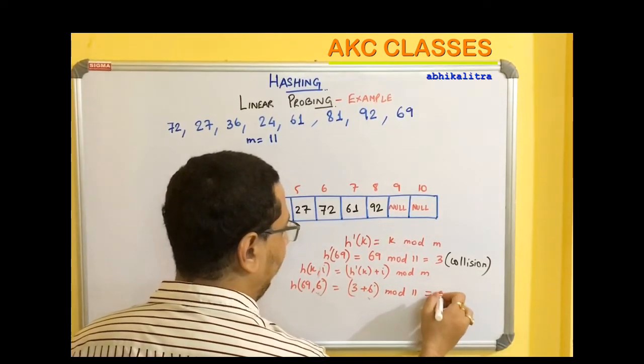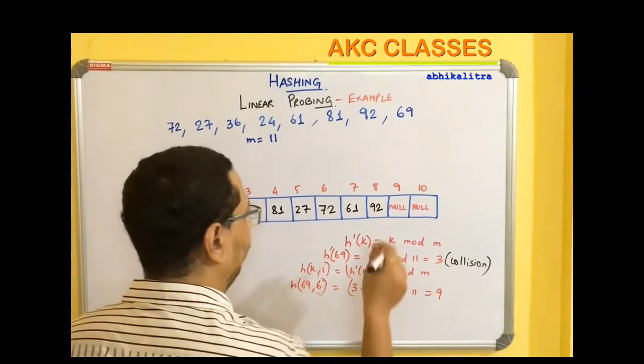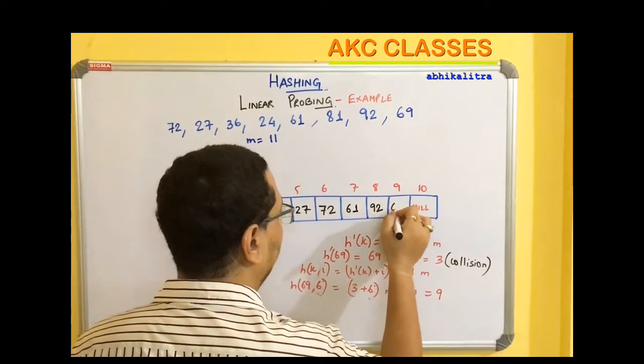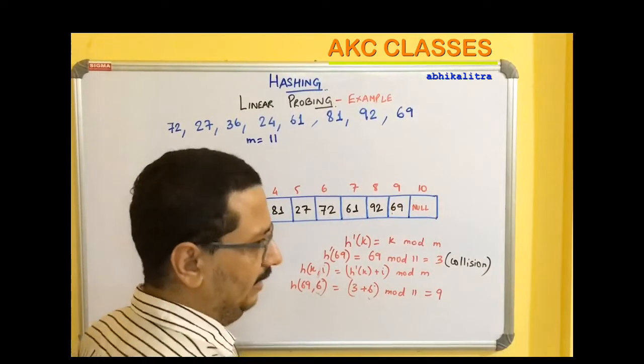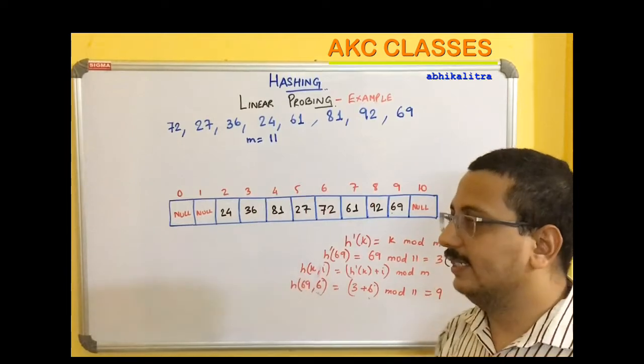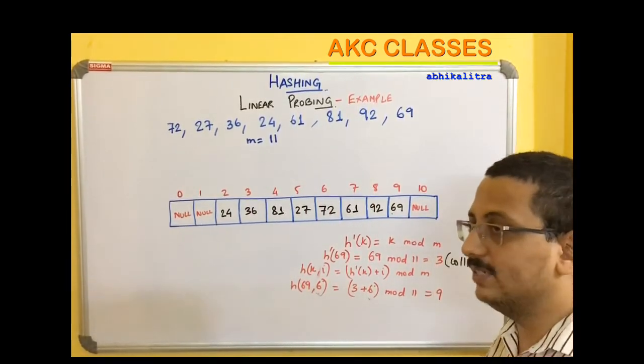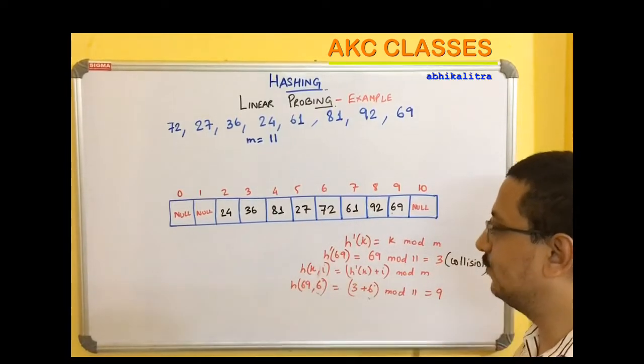So 6 plus 3, 9. So it is the 9th location. Is the 9th location empty? Yes, it is. So we are going to put 69 in the 9th location. So obviously you can understand the way linear probing works when there happens a collision, and how that collision is being resolved.